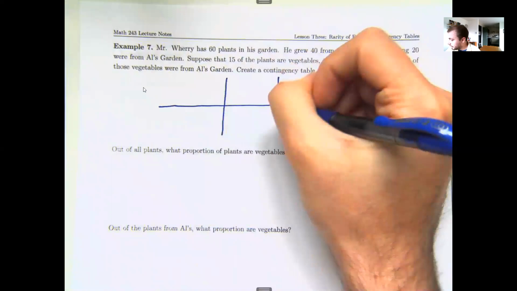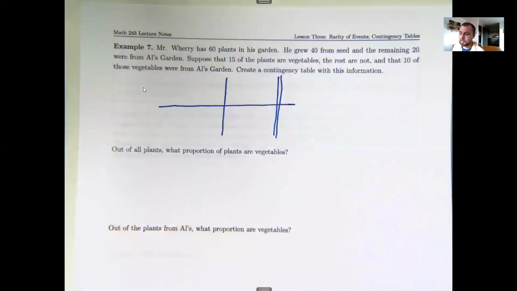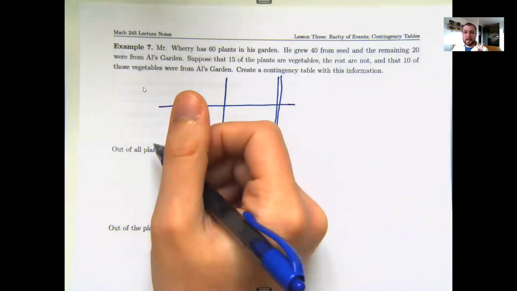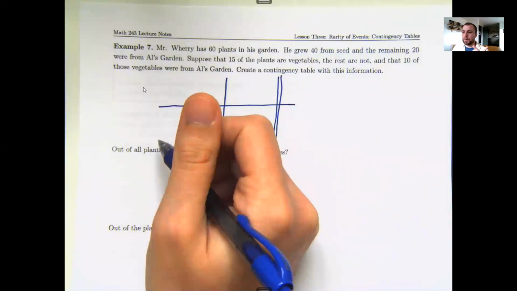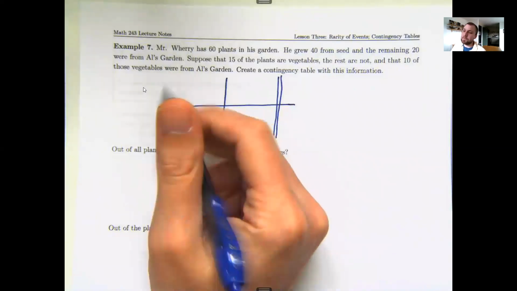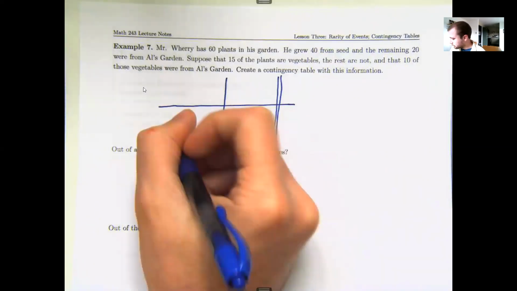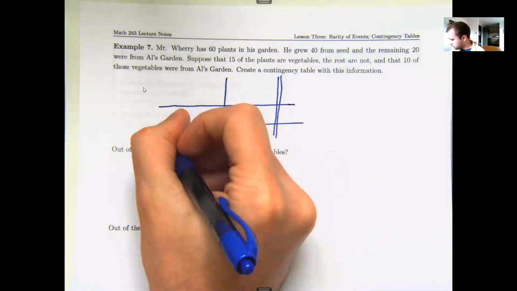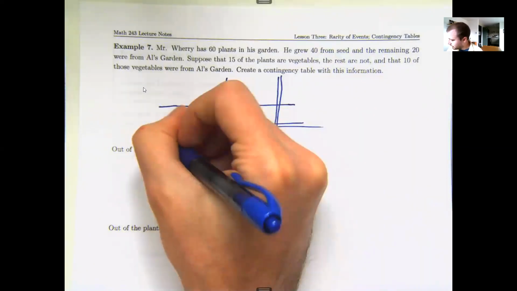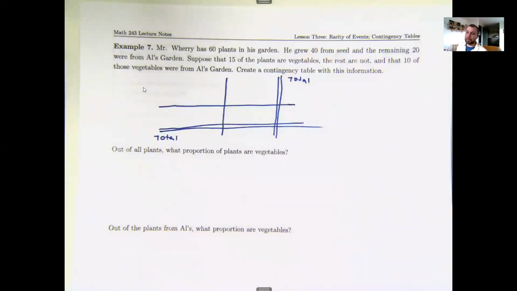I'm making these as 2x2 grids because I only really have 2 things in each of these categories. But if I had something like vegetables and annuals and perennials or something like that, I could have more than 2 things in a column or more than 2 things in a row. I'm just starting out with small tables, get used to them before going up to something bigger.